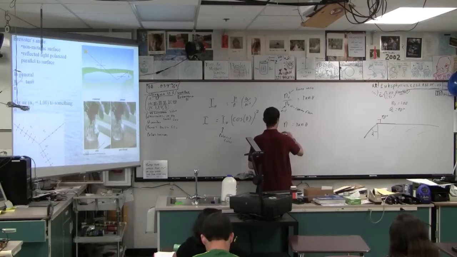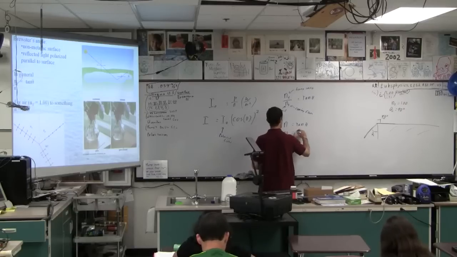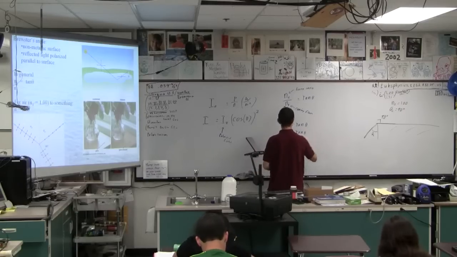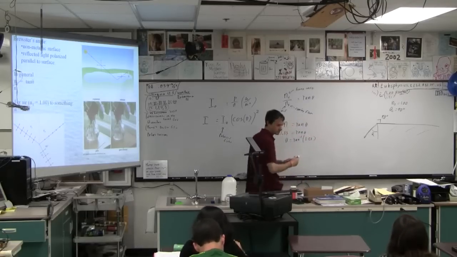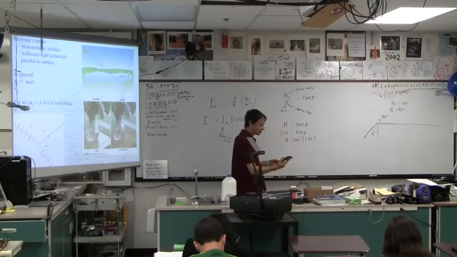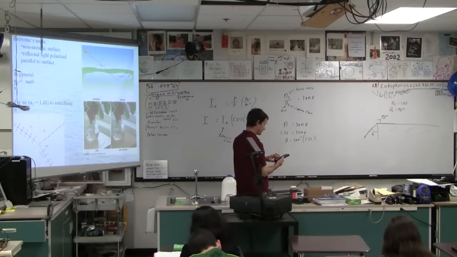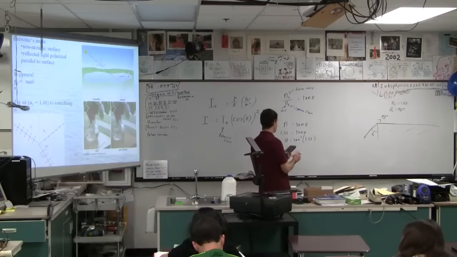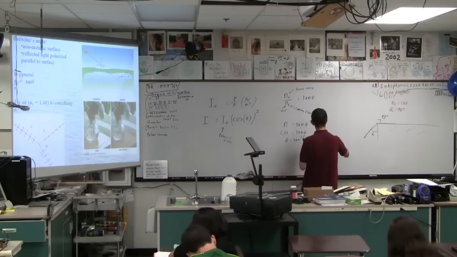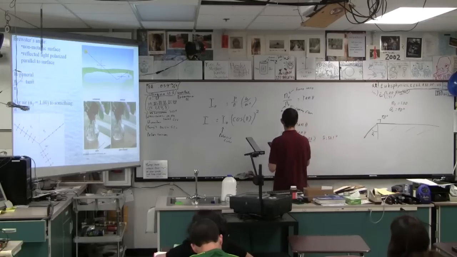So Brewster's angle for water, 1.33, is the tangent of the angle. So the angle is tan minus 1 of 1.33. The angle is like 53.1 degrees. That's the index of refraction of water.